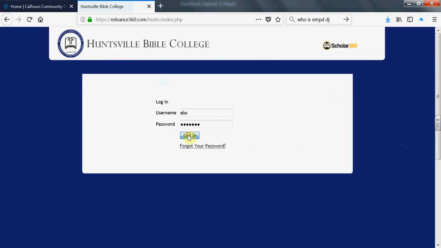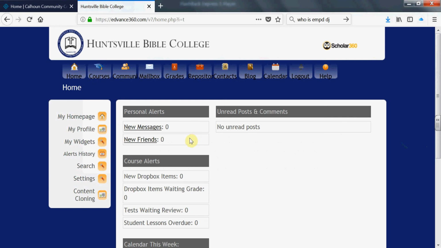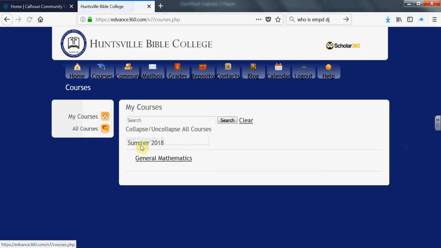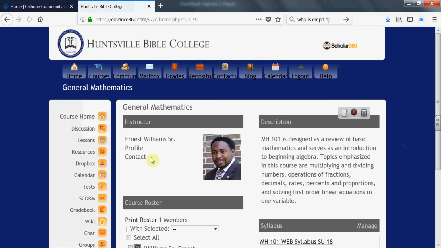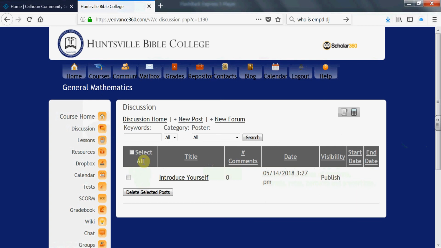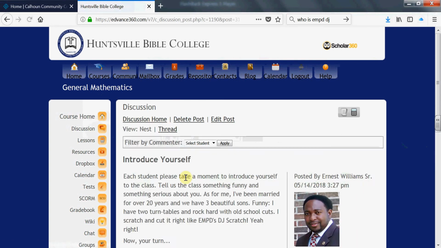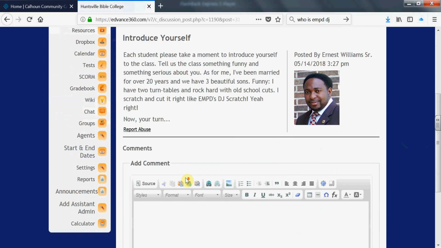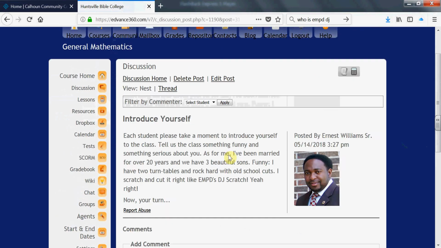You log in there using your username and password. The course would be General Mathematics. You will see our information. One of the first things that I want you to do is to go to the discussion board, and in that discussion board I want you to introduce yourself. You will find a brief introduction that I've provided, but then I want you to also introduce yourself.